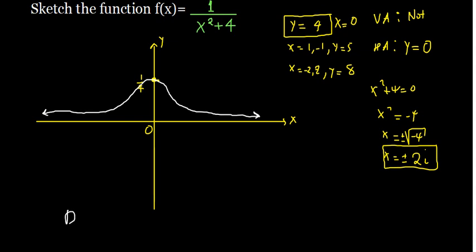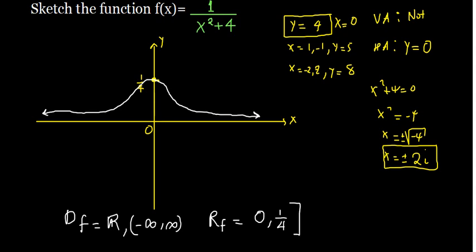So the domain of this function is all values of x, or I can say from negative infinity to positive infinity. But the range of this function is the value of y. The smallest we can have is 0. The biggest y value we can have is 1 over 4. And 1 over 4 is being included, but 0 is not being included because it's an asymptote. So this is going to be the sketch of this graph.